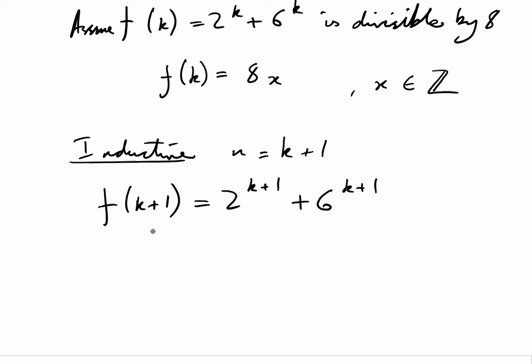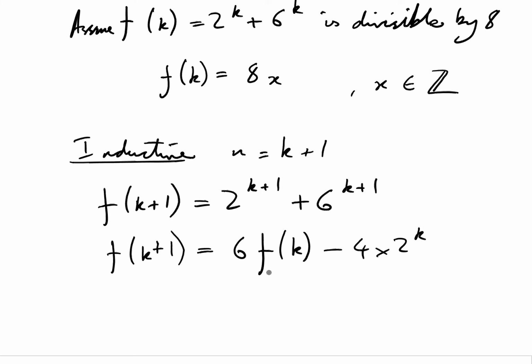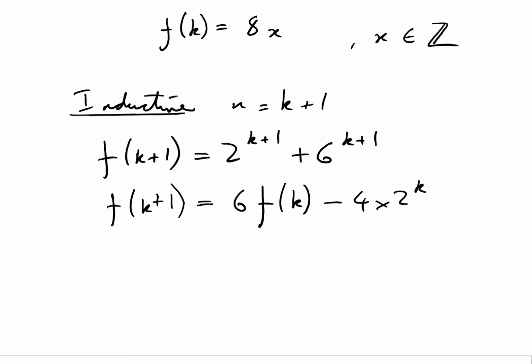But we also know, we've shown in part A, and this is where using part A becomes useful, that f of k plus 1 is equal to 6 times f of k minus 4 times 2 to the power of k. That's what we've shown in the first part of the question. So we've come up with an expression linking back f of k plus 1 and f of k. So f of k plus 1 uses f of k in that expression.